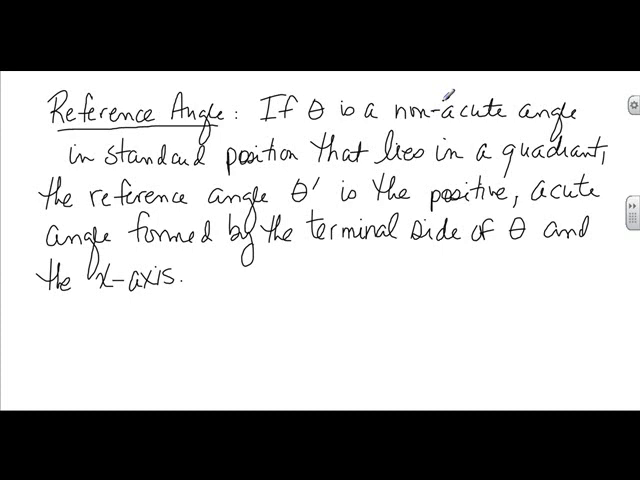First of all, we're defining angle theta as a non-acute angle, so it's bigger than 90 degrees. The angle is always in standard position, and we make a point to say that it lies in a quadrant. That just means the terminal side of theta can't be on one of the axes. You actually have to have the terminal side in a quadrant, not on an axis. The other thing I want to emphasize is that the reference angle, theta prime, is positive acute, and it's formed by the terminal side of theta and the x-axis.